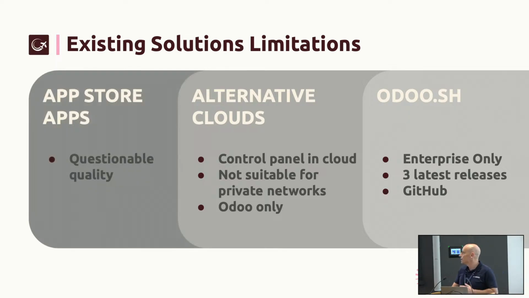And the third thing, App Store apps. Quality, quality, quality. Yeah, that's the main concern. It's like a lottery. In Russian roulette, you have 1 out of 6. In Odoo roulette, you have 9 out of 10. So basically, you are not so lucky here. And okay, let's invent our own bicycle, I thought.